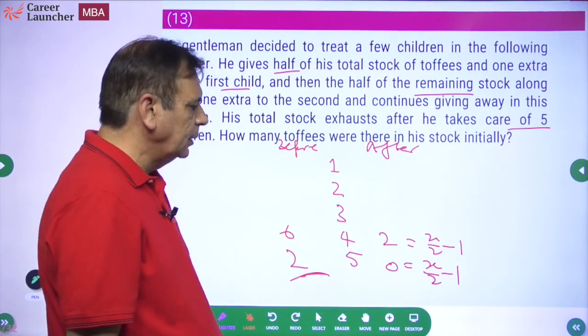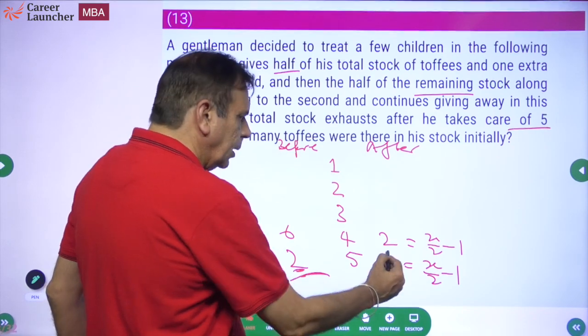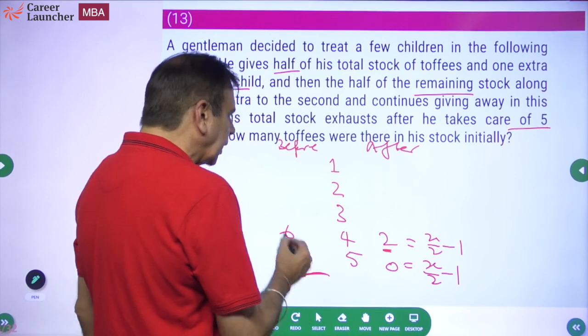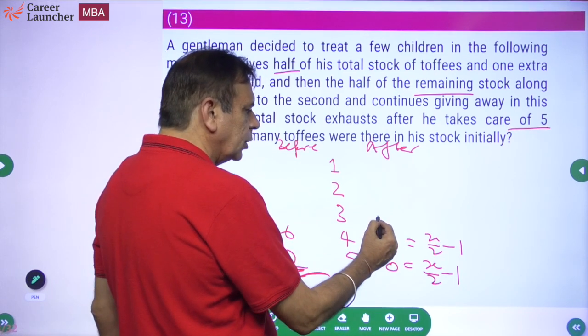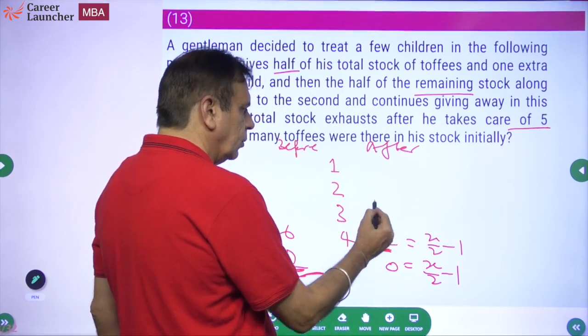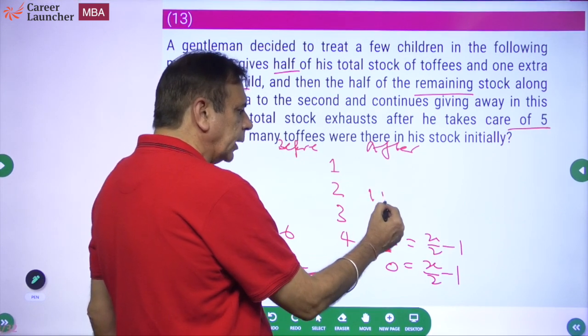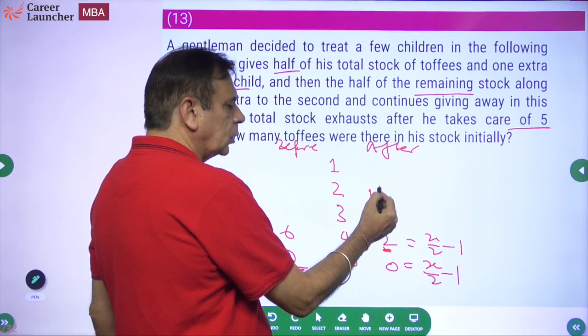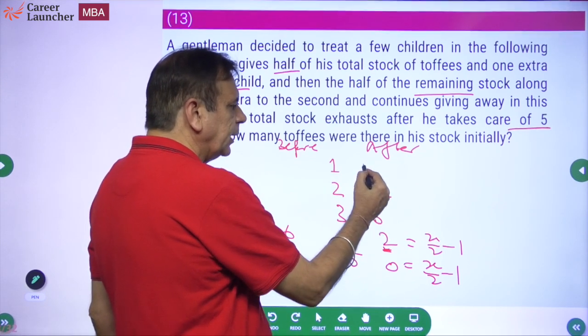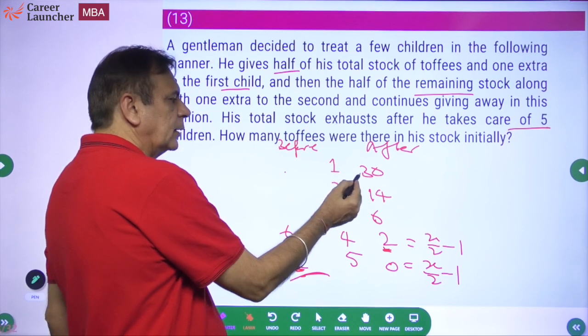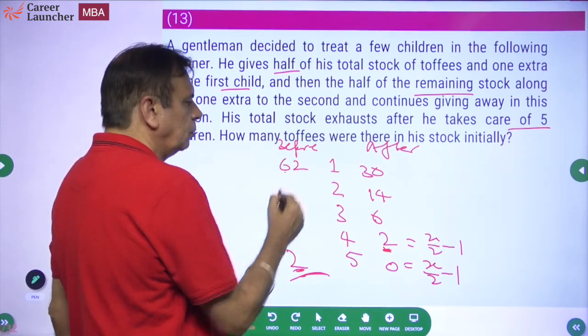Do you get the pattern? Previous number plus 1 into 2. This number plus 1 into 2. So if this is 2, what should this be? 6. What will this be? 6 plus 1, 7 into 2, 14. This will be 14 plus 1, 15 into 2, 30. And what will it be before? 30 plus 1, 31 into 2, 62. Okay.